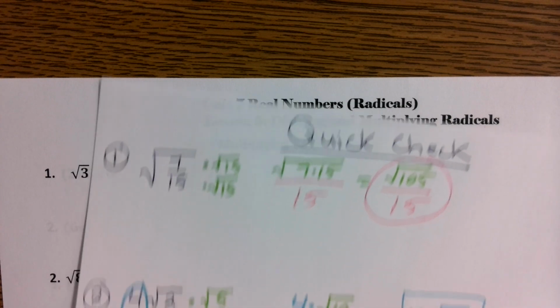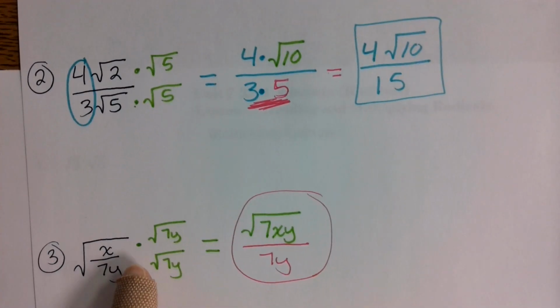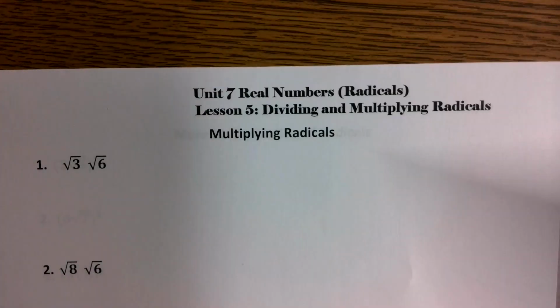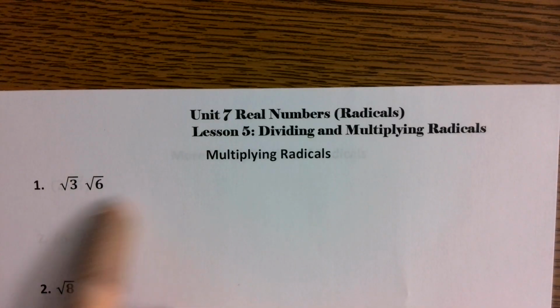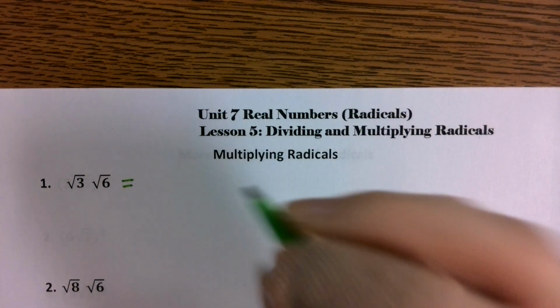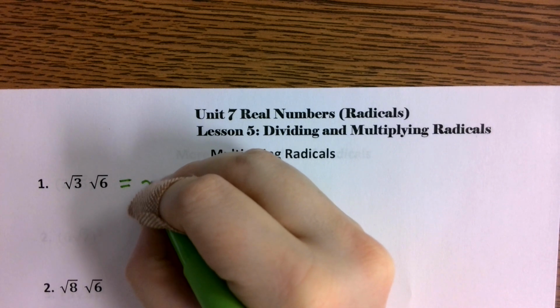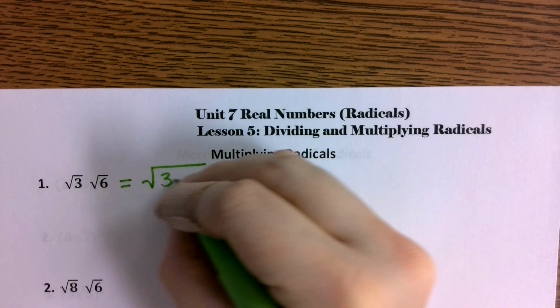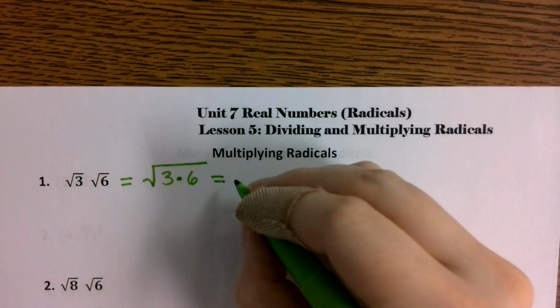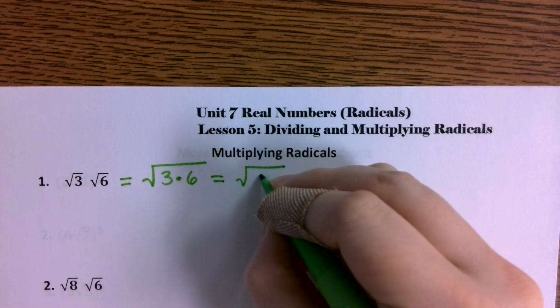Okay, same thing here. If we did square root of x times square root of 7y, we're just going to get the square root of 7xy, all of it under one house. So it's no different here. Square root of 3 times the square root of 6 means that you're just going to have one radical sign, and you're just multiplying 3 times 6 underneath that radical. What's 3 times 6? 18. So we get square root of 18.